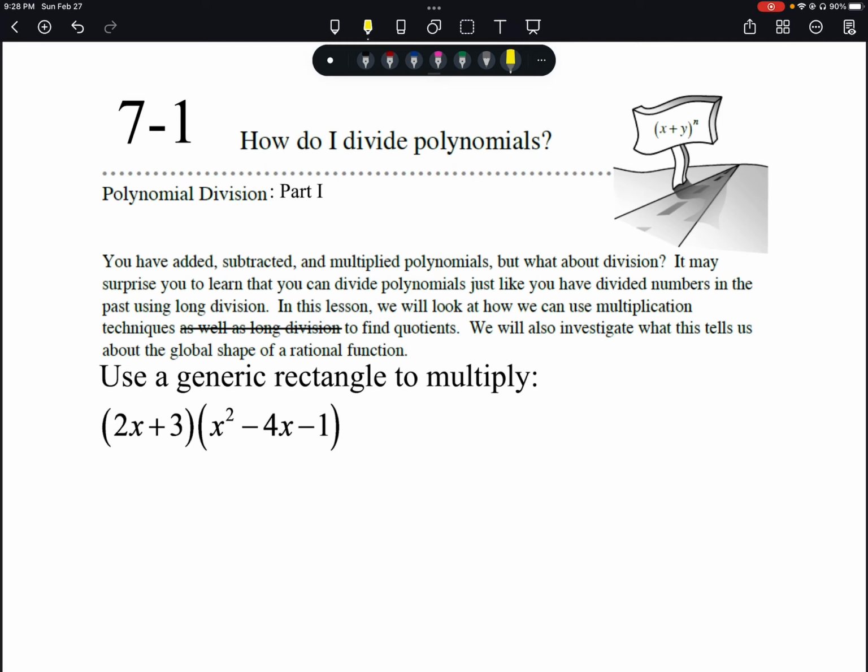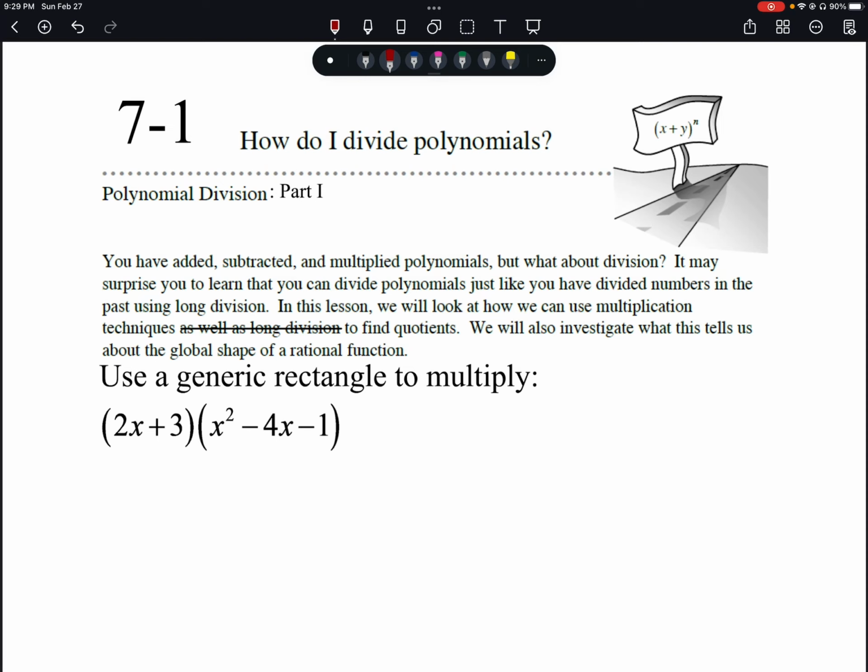Welcome to section 7-1. Today we're going to review how to divide polynomials. You should have done this in Algebra 2. You probably haven't done it since Algebra 2, so we are going to review some of the methods for dividing. The one we're going to use today would be using area models. So just to get started, a little warm-up.